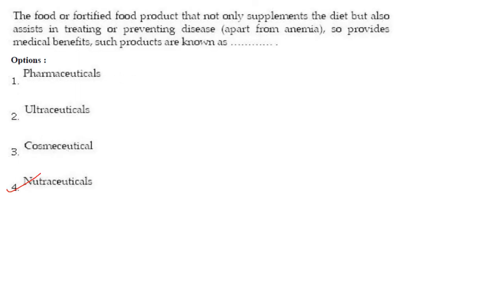Next one, the food or fortified food product that not only supplements the diet but also assists in treating or preventing diseases apart from anemia, so provides medical benefits. Such products are known as: option 1 pharmaceuticals, 2 ultraceuticals, 3 cosmeceuticals, and 4 nutraceuticals. Answer is option 4 nutraceuticals.